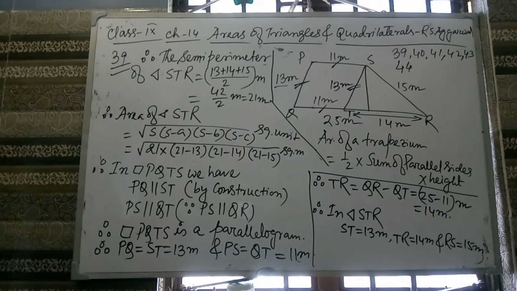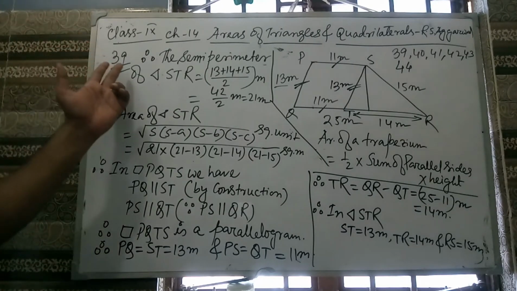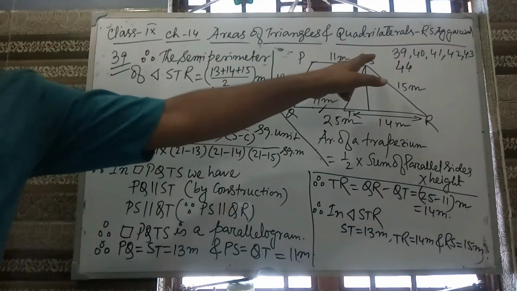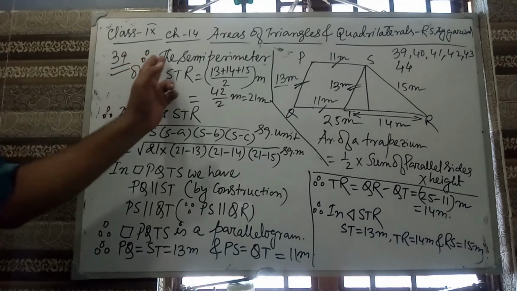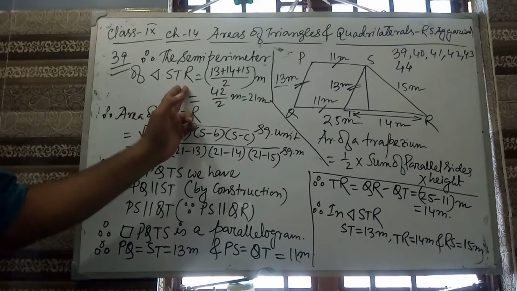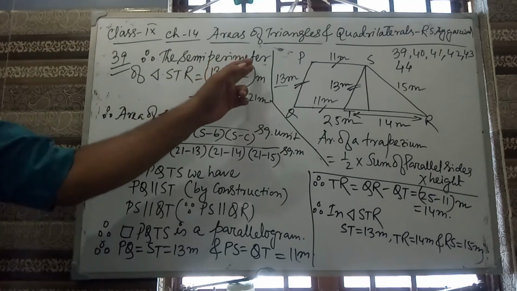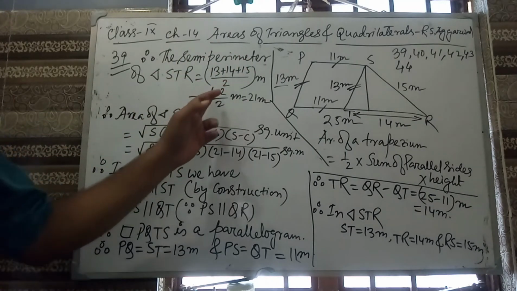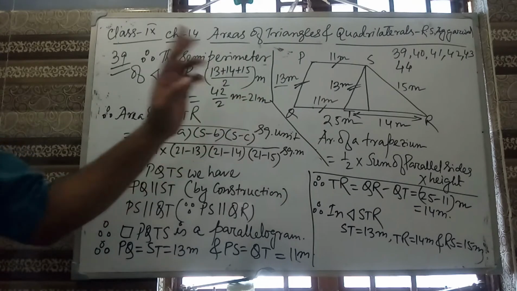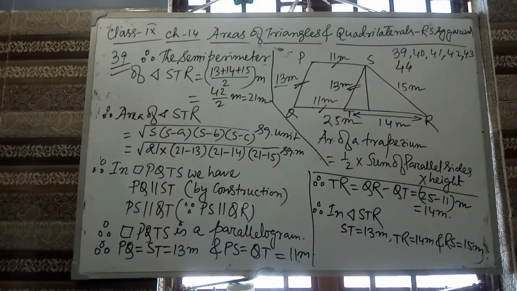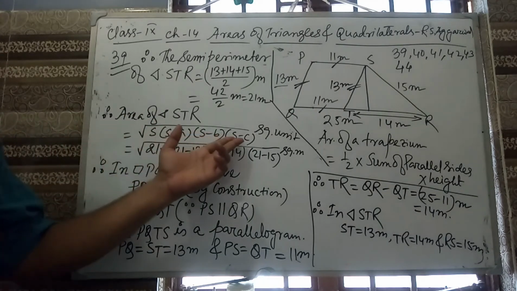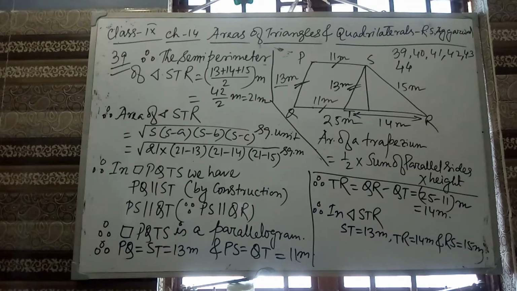Again I am repeating, we have to find out the area of triangle STR using Heron's formula. For that, we have to find the semi-perimeter of triangle STR, which is (13 + 14 + 15)/2, that is 42/2 meter, equal to 21 meter. Therefore, area of triangle STR using Heron's formula, we have written the formula: root over S into (S minus A) into (S minus B) into (S minus C).